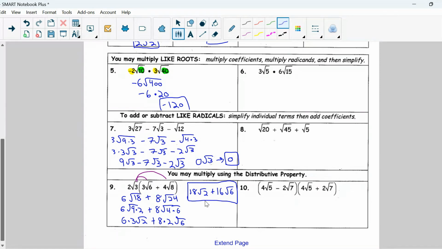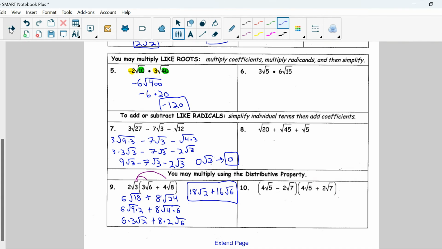All right, so for number 10, try that one on your own as well. This is one we will for sure look at during class. The key to number 10 here is that you will have to FOIL. Okay, so your distributive property in this case is FOILing your two sets of parentheses.